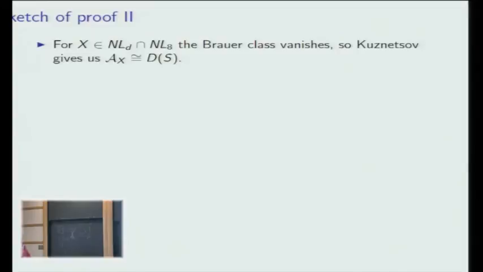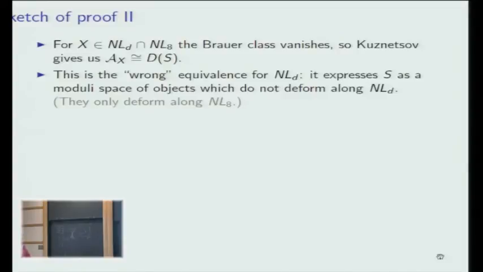category, and the Brauer class vanishes because we're on this NLD. Okay, so now we're cooking, we're moving because we have this geometric condition. We really have the derived category of a K3 surface, but this is the wrong equivalence. Because this equivalence is the one that's relevant to NL8. This is the one that Kuznetsov gives you, and that's not what we want. We want the one relevant to NLD, which will deform in the NLD directions. So this equivalence expresses S as a moduli space of objects which deform along NL8, not along NLD. So this is the wrong equivalence.